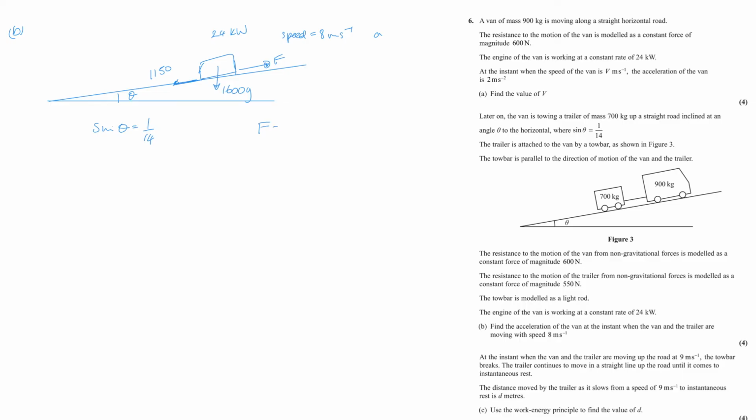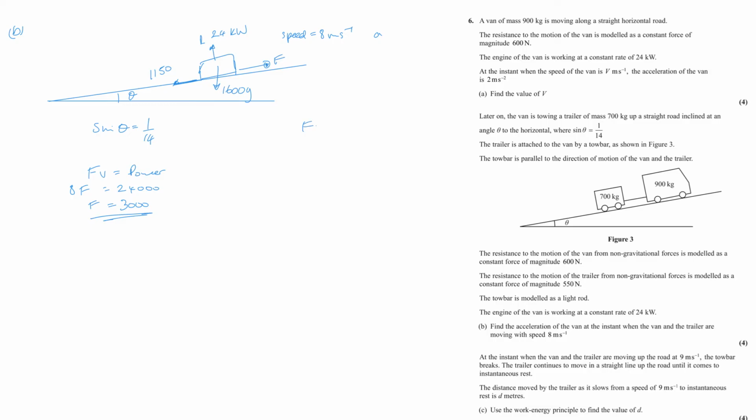So F minus 1150 equals 1600 A, and FV equals the power, so 8F equals 24,000, F equals 3,000. Now sorry, I'm going to start this bit again.